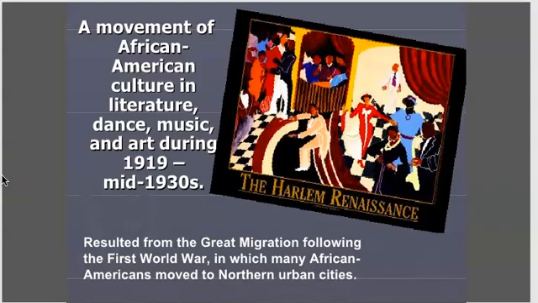Okay, so like we said, the Harlem Renaissance was a movement of African American culture and literature, dance, music, and art during the 20s and 30s. And like we said, it resulted from the Great Migration following the First World War, in which many African Americans moved to northern urban cities. And its influence lasted well into the later 20th century. And some common themes were civil rights, racial pride, and the influence of slavery on modern culture.